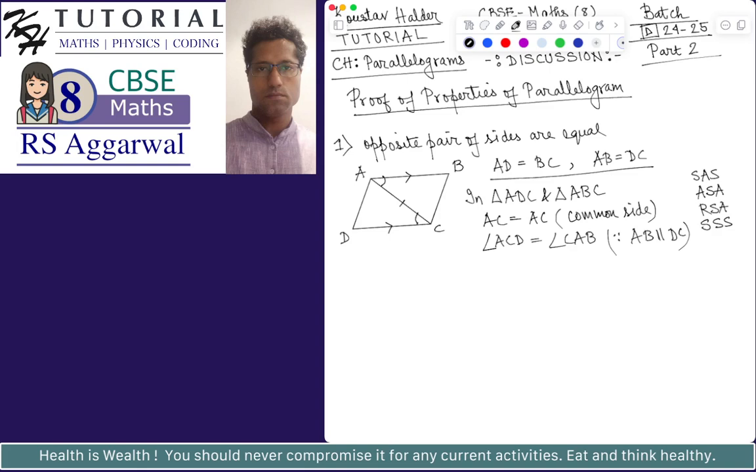AB and DC are the parallel lines, and AC is the transversal, that is the diagonal AC is intersecting the opposite parallel sides AB and DC at two distinct points A and C. So we have alternate interior angles. Angle ACD and angle CAB are alternate interior angles, so they must be equal. Okay, so we have one side equal and one angle equal.